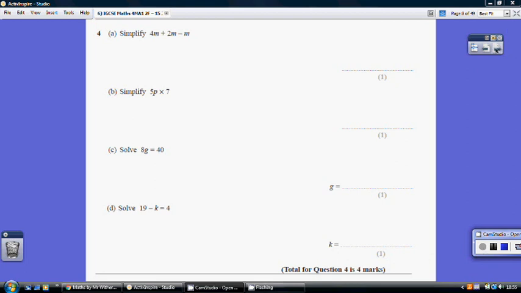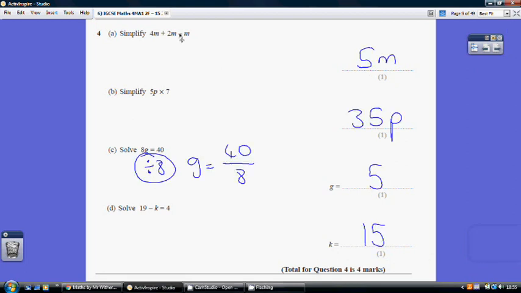Question 4. Well, 4m plus 2m is 6m. Then take away an m from 6m, we get 5m. Part B, simplifying 5p times 7. Well, this is 5 times p times 7, or 5 times 7 times p. 5 7s are 35, so that's 35p.